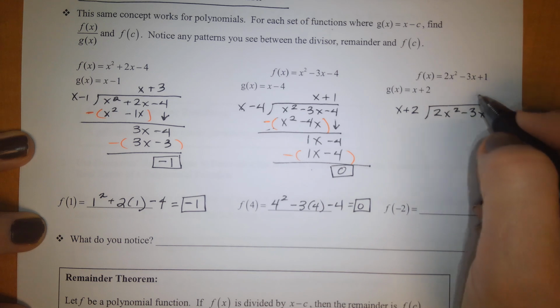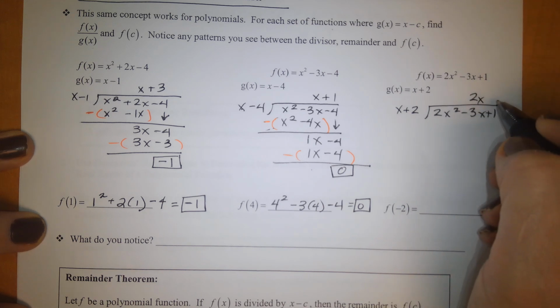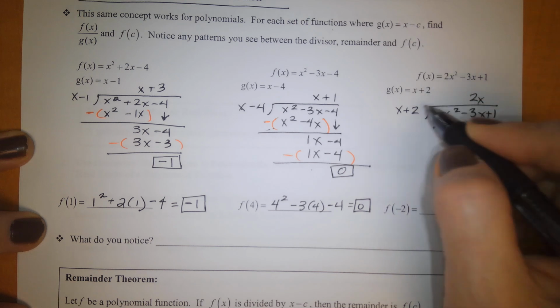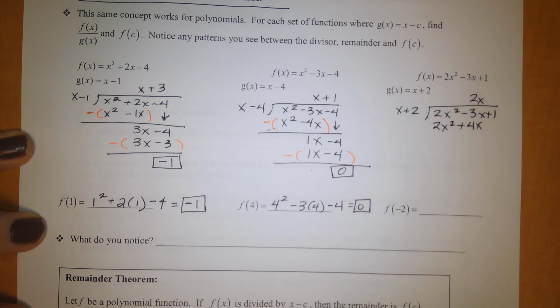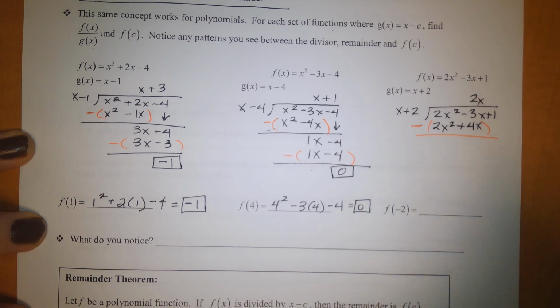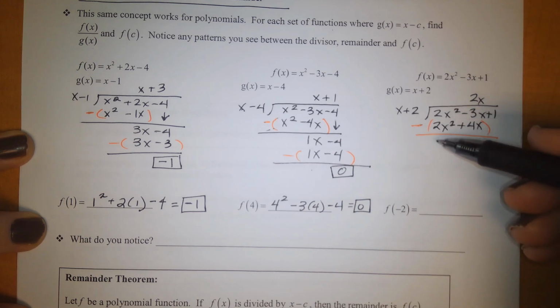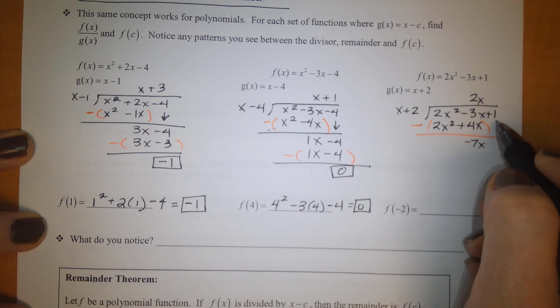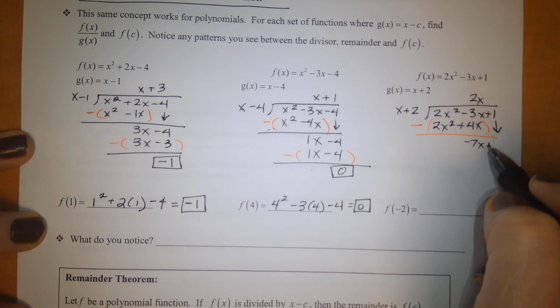X divides into 2x squared 2x times. When I multiply, I get 2x squared plus 4x. Let's subtract. First terms cancel. Negative 3x minus 4x is negative 7x. Bring down the 1.